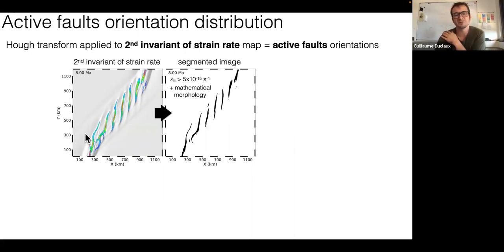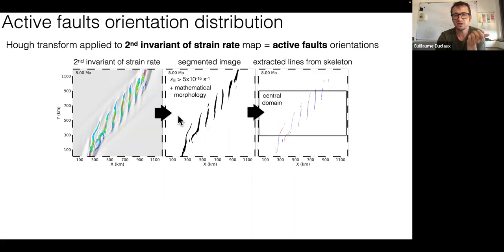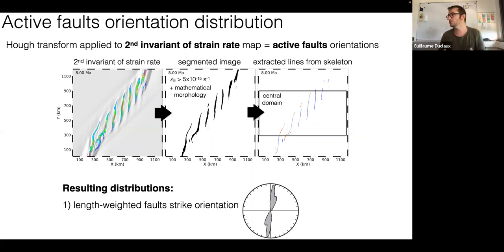So I started with my surface map and looked at the strain rate second invariant, so the active deformation pretty much. It allows me to create this sort of white and black segmented image, where I take only the domains which have a strain rate higher than a certain threshold that we define to be 10⁻¹⁵ per second. And from that, I used some mathematical technique to extract what is called a skeleton. On each of these faults, which is a straight segment, I can measure the orientation and the length. And I can take that automatically and compute the distribution of the structures along this model.